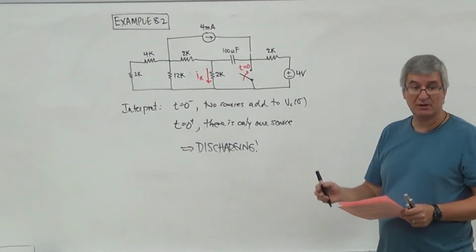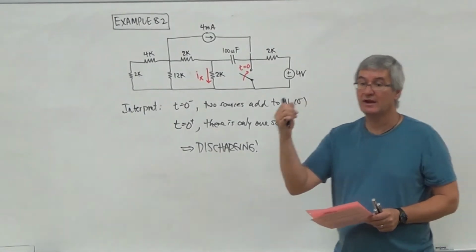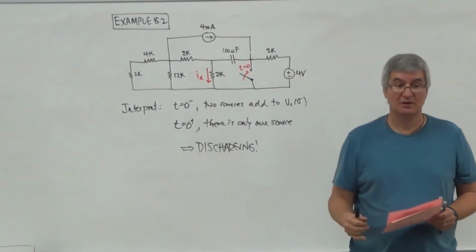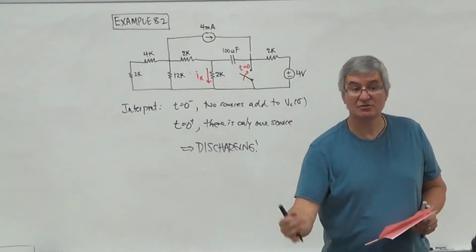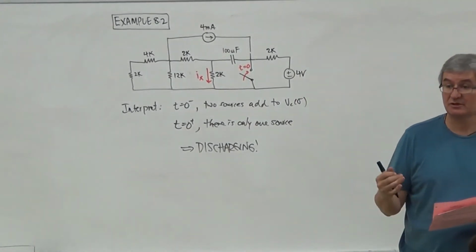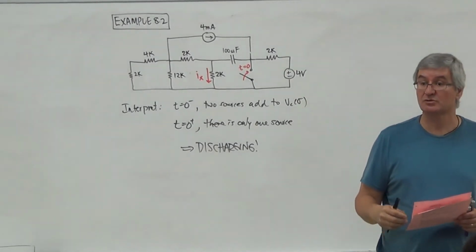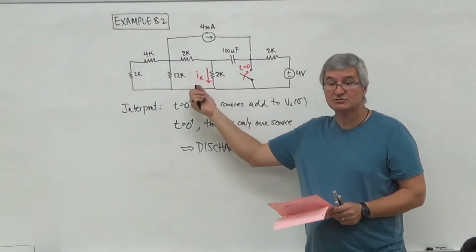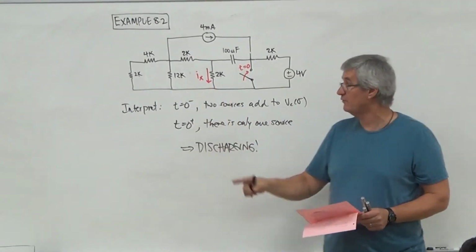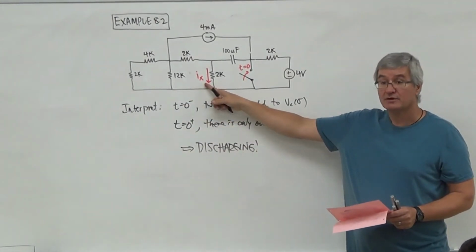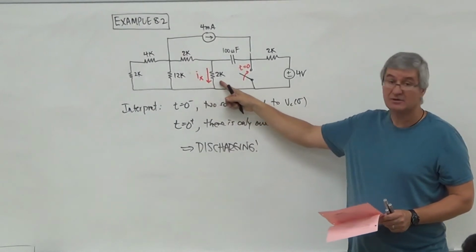So there I go, right? I got a 4-step process. What do I got to do? Go calculate VC 0 minus. Switch is thrown, make it into a Thevenin RC circuit. Once you do that, put it into solution form. Once I got into solution form, go back to the original circuit and solve the problem. What am I solving for? The current IX of that 2K resistor.